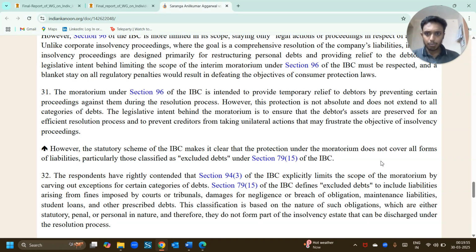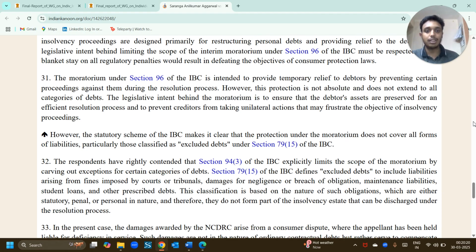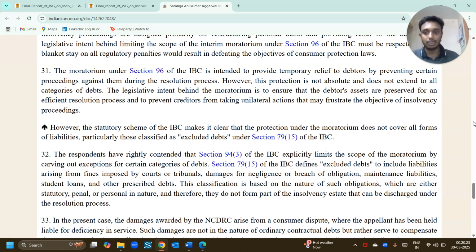It says moratorium under section 96 of the IBC, which is interim moratorium, is intended to provide temporary relief to debtors by preventing certain proceedings against them during the resolution process. However, this protection is not absolute and does not extend to all categories of debts. The legislative intent behind the moratorium is to ensure that the debtors' assets are preserved for an efficient resolution process and to prevent creditors from taking unilateral actions that may frustrate the objectives of insolvency proceedings.